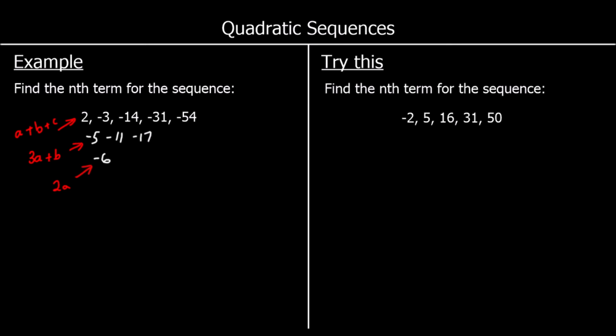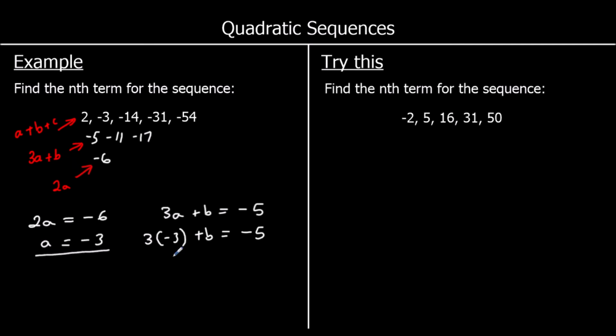So let's form equations and solve them to find a, b, and c. So 2a is equal to negative 6. So half both sides. A is negative 3. We've got 3a plus b is equal to negative 5. And a is negative 3. 3 negative 3's plus b is negative 5. So negative 9 plus b is negative 5. Plus 9 to both sides. B is 4.